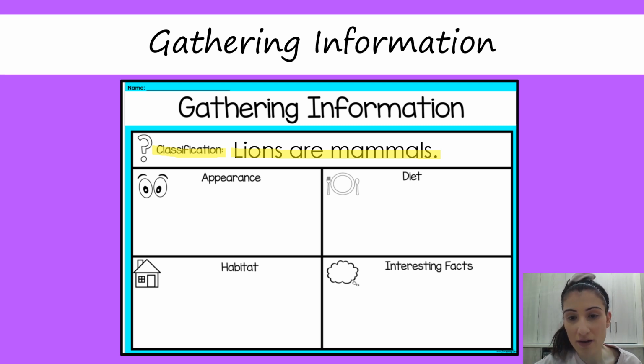So what I'll do now is I'll just rub off my drawings there. And I'll give you a chance to copy down that sentence, lions are mammals. So you can pause this video and have a look at the sentence and copy it down onto your own gathering information sheet that you have made. And then when you're ready, you can just press play and watch the rest of the video.